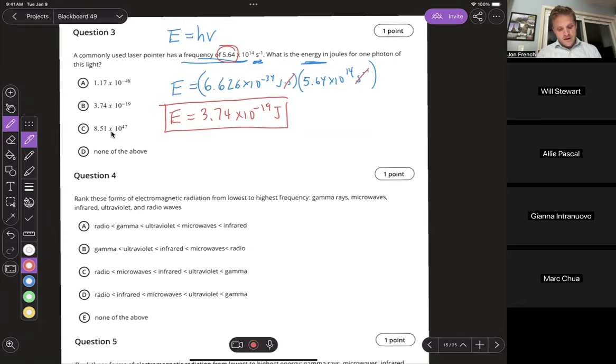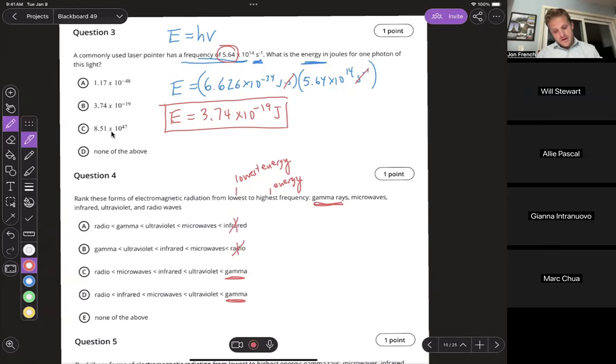All right, question four. Rank these forms of electromagnetic radiation from lowest to highest frequency. Another way of thinking about this is the lowest frequency has the lowest energy, so the highest frequency would also be the highest energy. We know gamma rays are the highest energy, so I'm going to look over here for gamma rays somewhere. Radio waves, they're low. Infrared is in the middle somewhere.